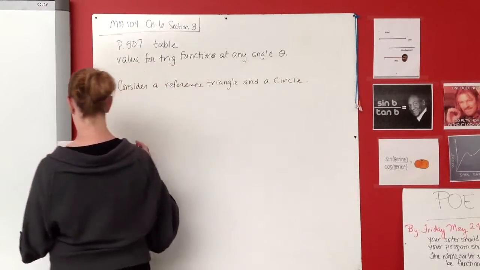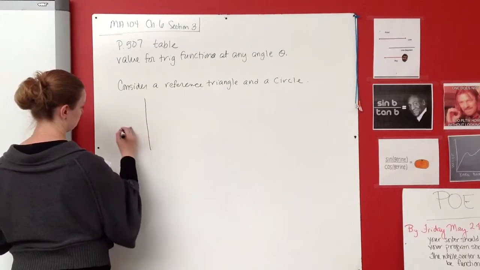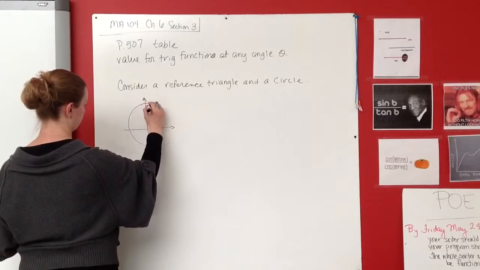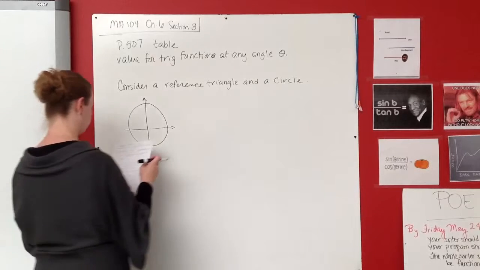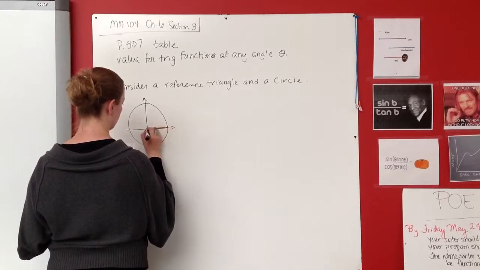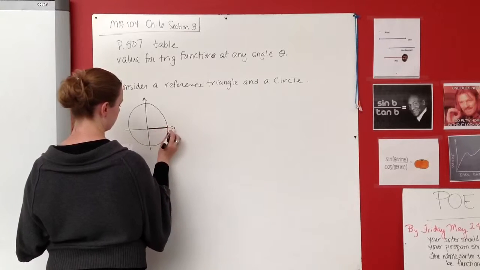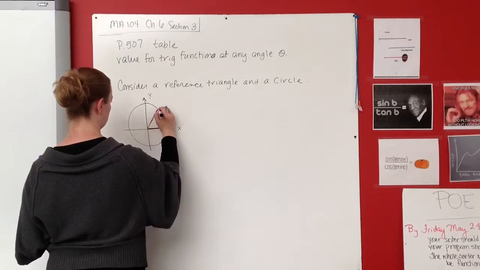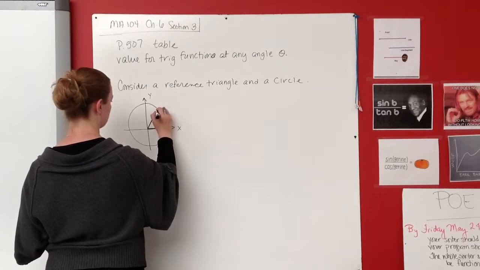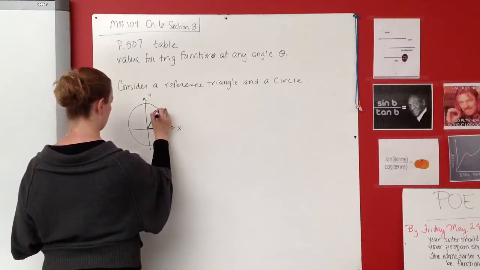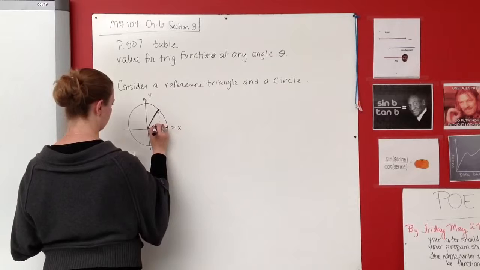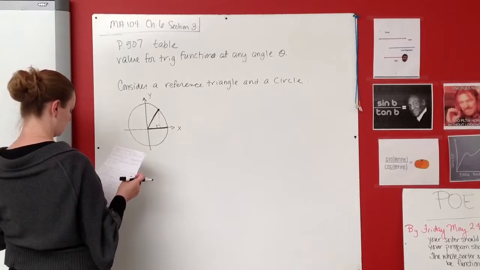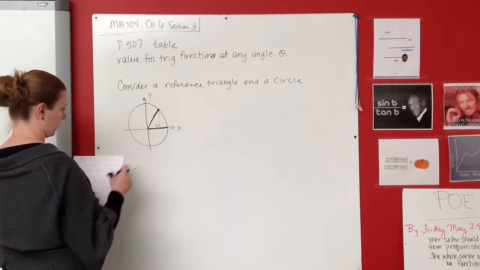Okay? If we have any angle, my circles are not that great, so bear with me. So we have a circle. We have some sort of reference angle that starts with its initial side on the x-axis and some terminal side as the radius of a circle. What we can do is construct a right triangle, okay? So it doesn't matter where your terminal side is, you can always construct a reference angle from the x-axis.